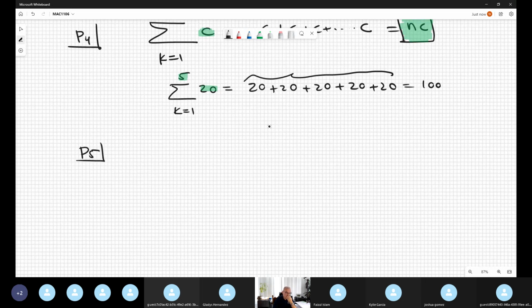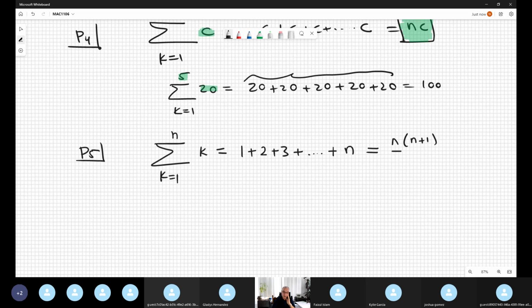Okay. Property number 5. Extremely important. Summation from k equal 1 to m of k. Oh, this is different because k is a variable. No, it's not like 20 plus 20 plus 20. This is 1 plus 2 plus 3 plus, ending in m. It's the summation of the first m natural numbers, right? So the formula I give you, which I will prove in your moment, I don't know if now or Monday, is m times m plus 1 divided by 2. This is a formula to find the summation of the first natural numbers, no? 1 plus 2 plus 3 plus 4 plus 5.